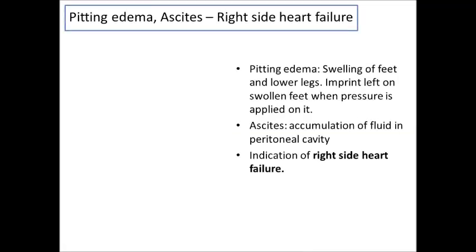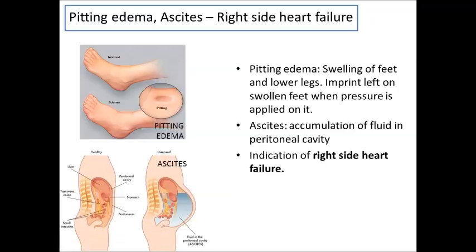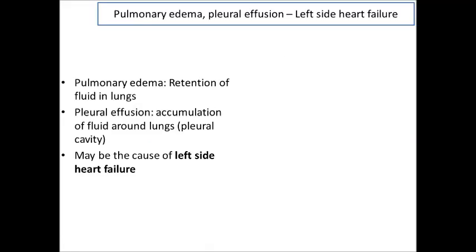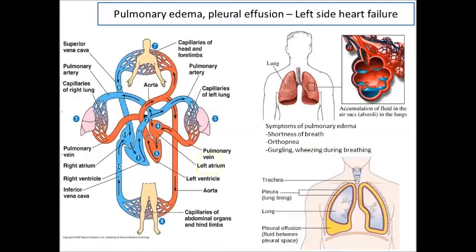Pitting edema, ascites, and right side heart failure. Pitting edema and ascites may be caused by right side heart failure. Both of these may occur when there's accumulation of blood in the systemic circulation. Pulmonary edema, pleural effusion, and left side heart failure. Both of these may occur when there's left side heart failure, whereby blood pools in the pulmonary circulation when there's a reduction in the pumping action of the left side of the heart.